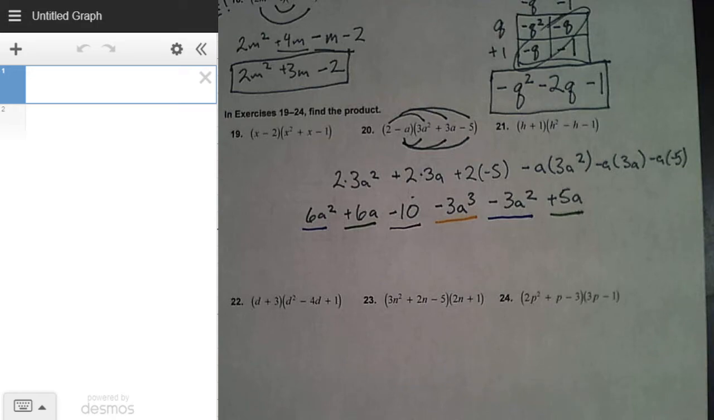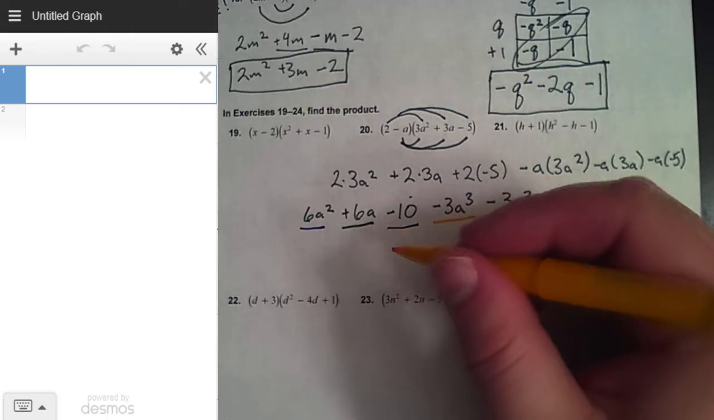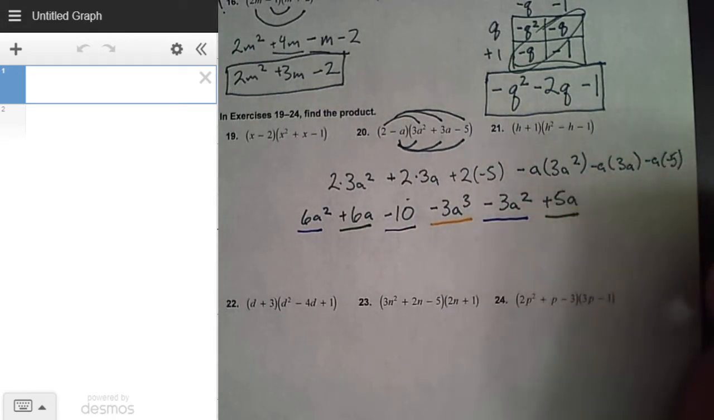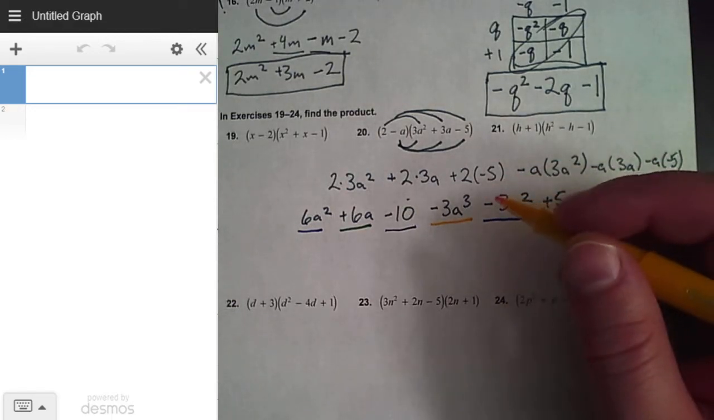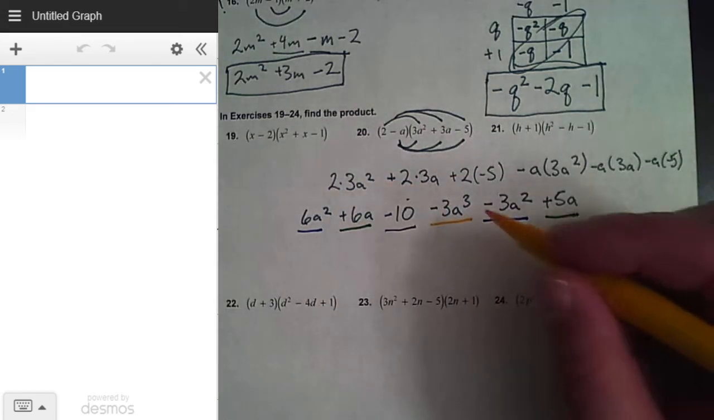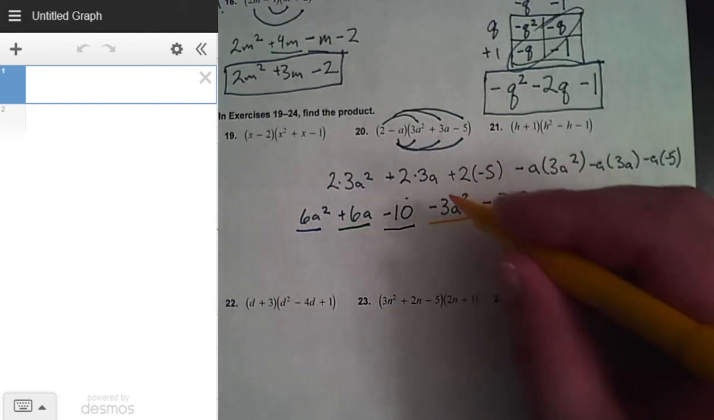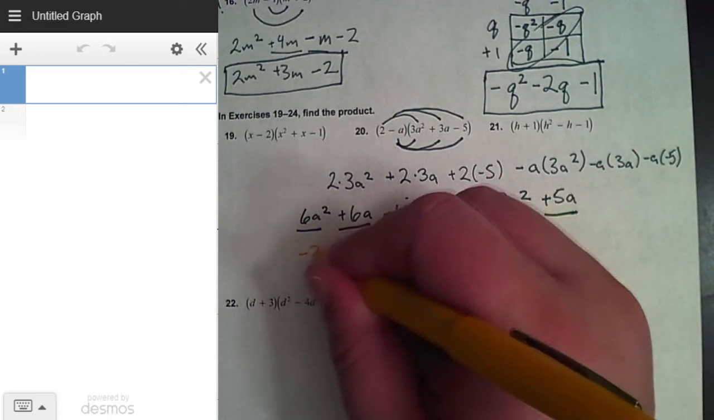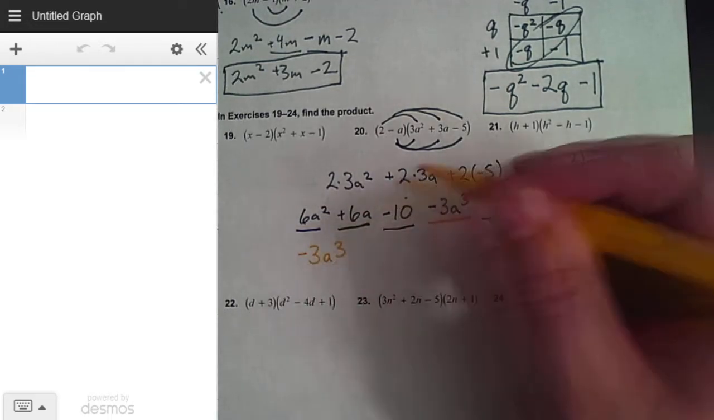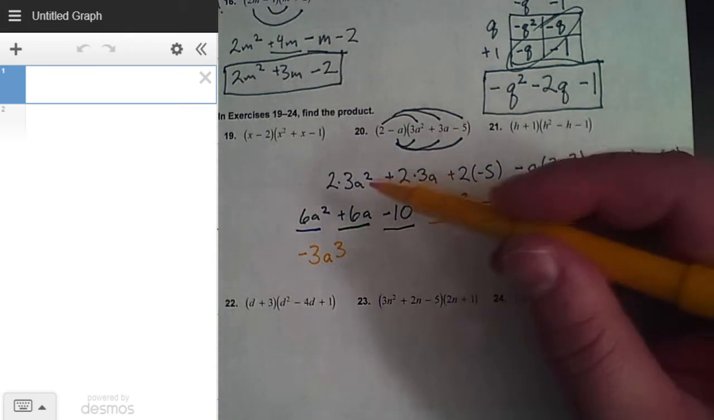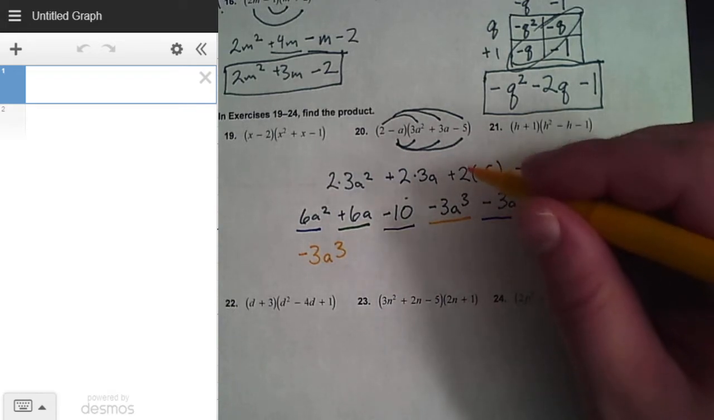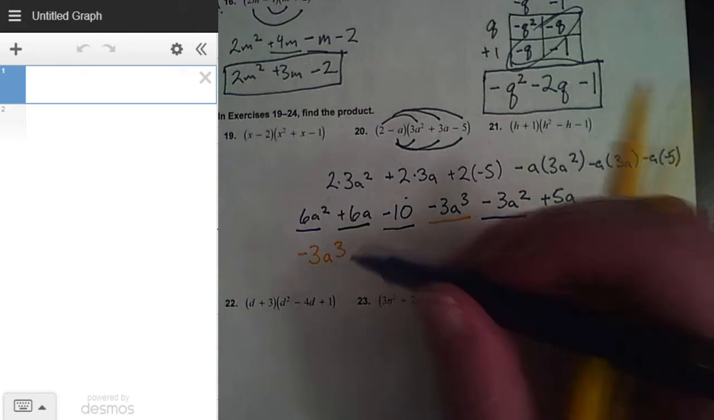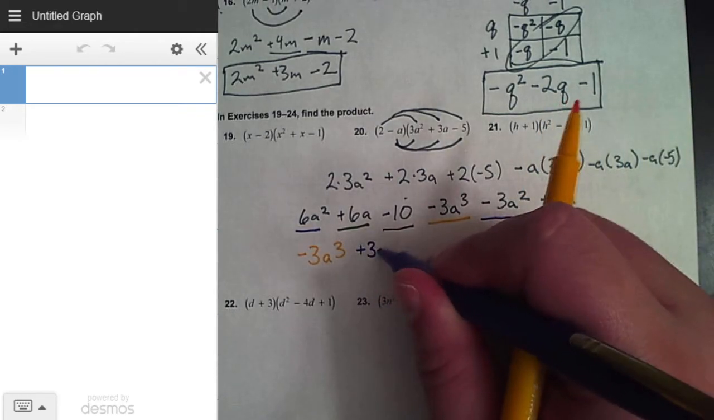So I want to write this from highest power to lowest power. All right. Very similar to what we did when we did adding and subtracting our polynomials, or when we were just combining like terms. So first one there, we have negative 3a cubed. And then going to our a squareds, we have 6a squared minus 3a squared. So we're going to get just positive 3a squared.